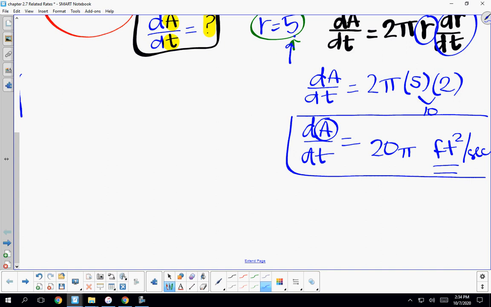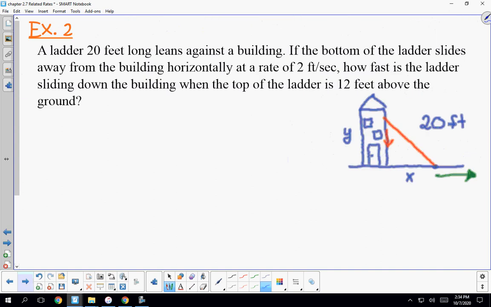And that's it. So a more complicated example is going to have a little bit more in it. So a ladder is 20 feet long. We can use this number because the length of this ladder is not changing. This is a constant value.